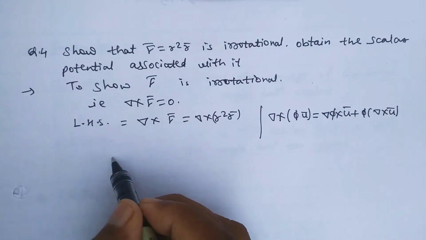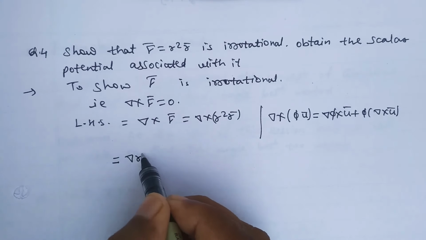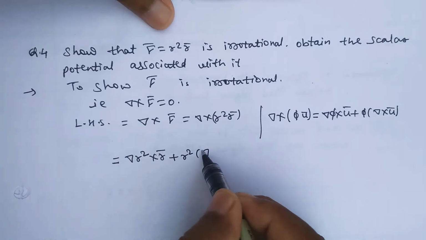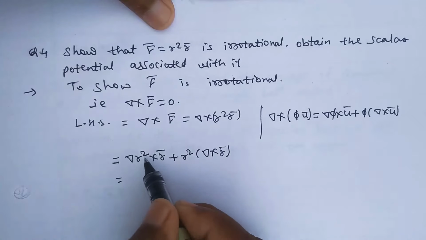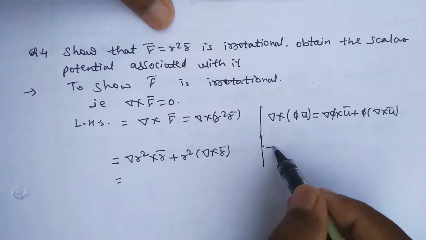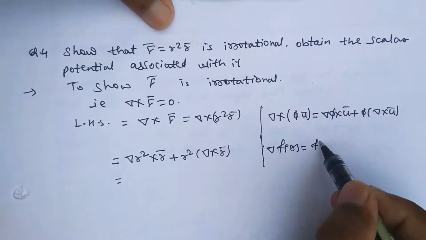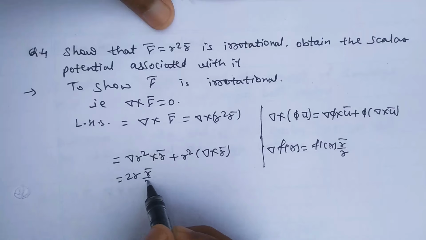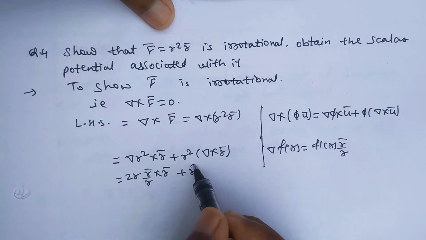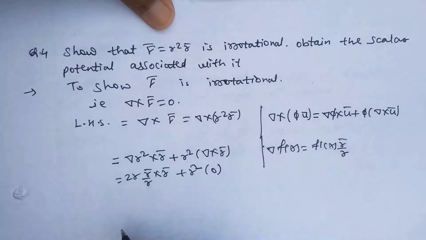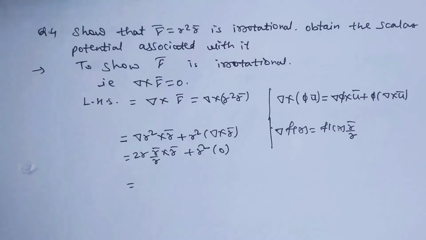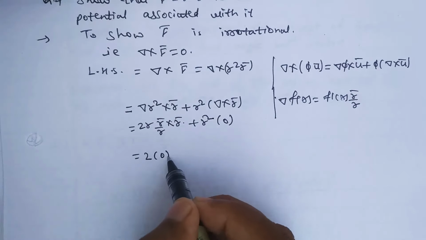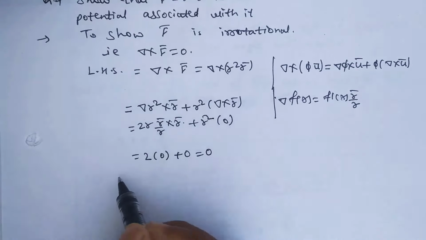Using this vector identity here, you will get del r square cross r bar plus r square into del cross r bar. This is equal to del of r square. So using the formula del of f of r is f dash of r, r bar upon r. So here 2r r bar upon r cross r bar plus r square into the value of del cross r bar, it is 0. This is equal to 2, this r gets cancelled, 2 r bar cross r bar, it is 0, plus the last term is 0, so total is 0.